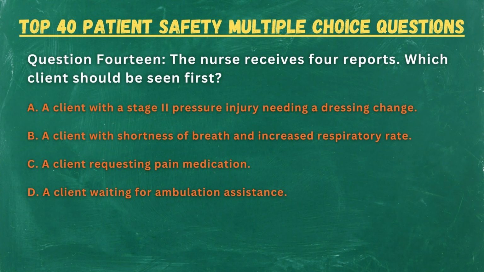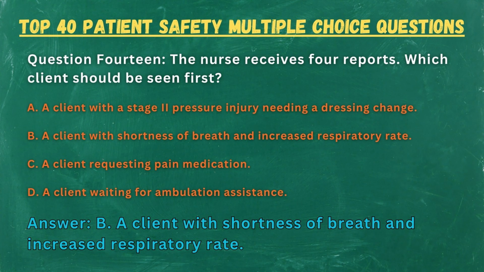Question 14. The nurse receives 4 reports. Which client should be seen first? A. A client with a stage 2 pressure injury needing a dressing change. B. A client with shortness of breath and increased respiratory rate. C. A client requesting pain medication. D. A client waiting for ambulation assistance.